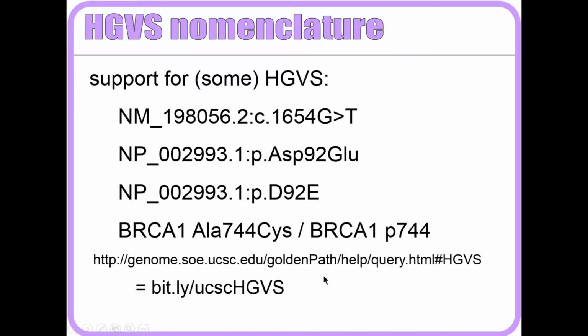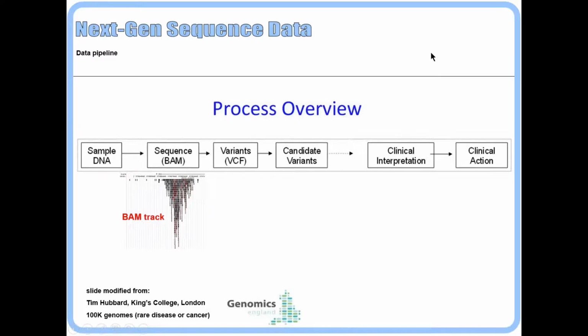So typically a sequencing experiment has a number of different steps, and there are various steps along the way where UCSC becomes useful in interpreting your results. I got this slide originally from Tim Hubbard, who's now at King's College in London, and modified it. In a typical sequencing experiment, you start with a DNA sample, or actually also an RNA sample, and then some magic happens and you wind up with a BAM file.